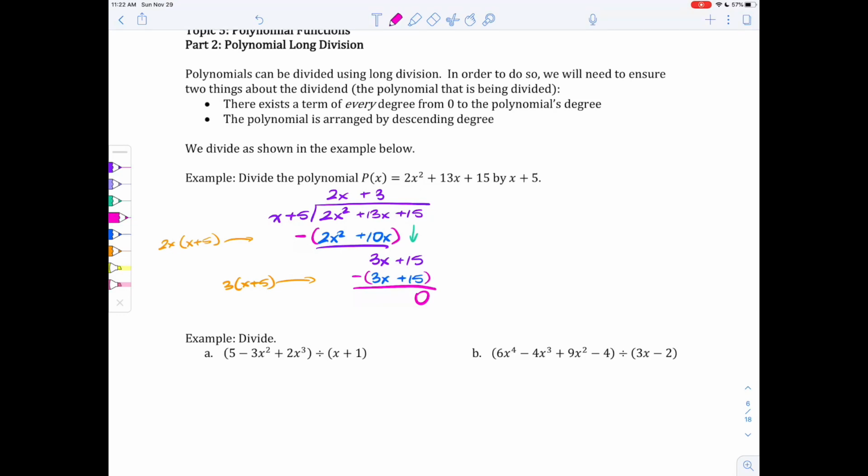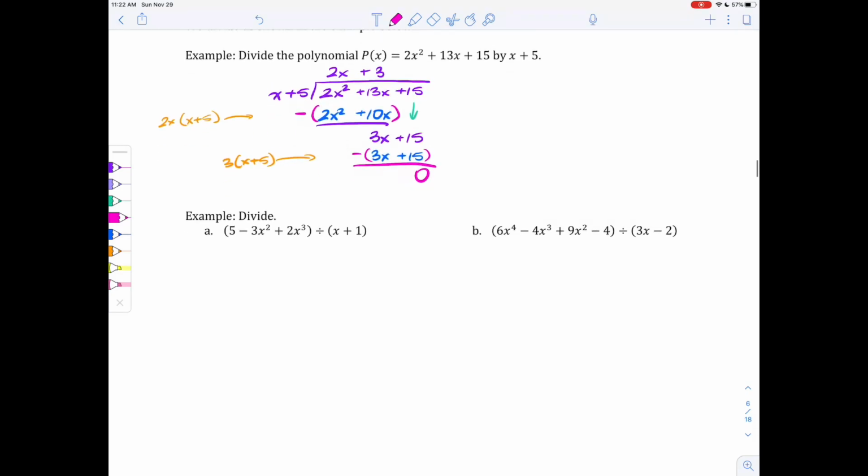So this can be a little bit of a doozy. It's a little bit weird to get used to, and honestly it takes a fair amount of practice just to get a real feel for it. But hopefully you can see the parallels between regular long division and polynomial long division.